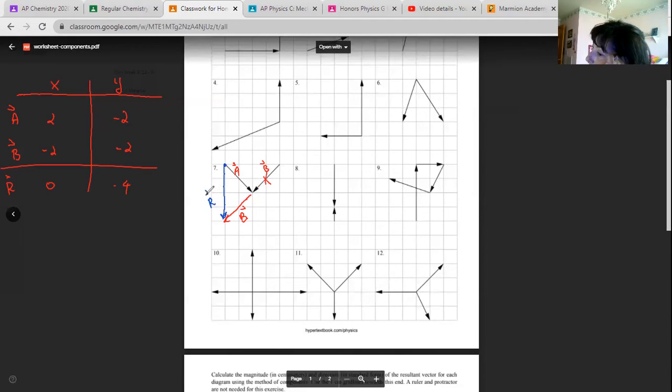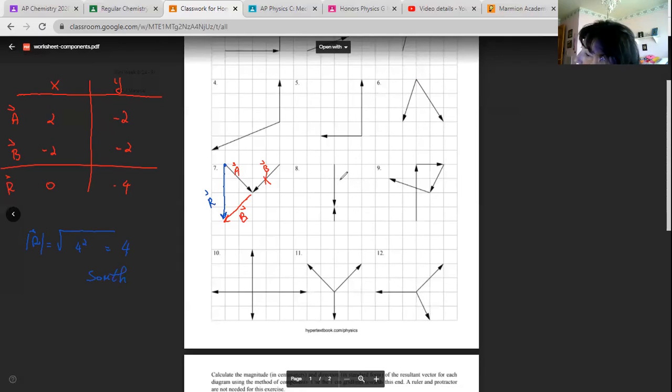So this is R. And R has component, no horizontal, but -4. So this is right. Also, the magnitude of R is going to be square root of 0 squared and 4 squared, right? So this is just 4, obviously, and the direction is south.